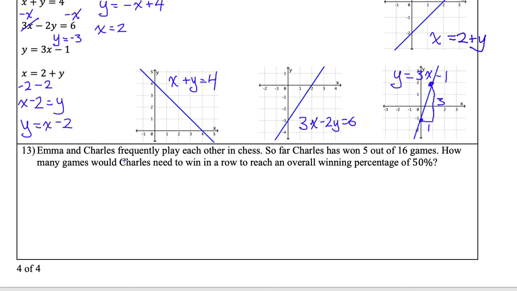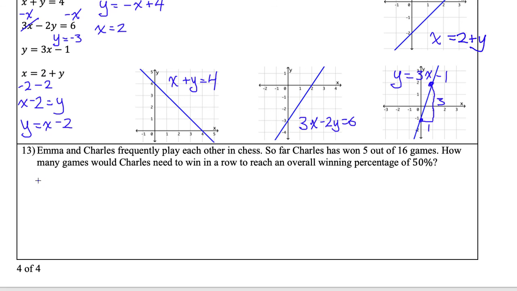And finally, this one is a little bit challenging. So Em and Charles, again, I changed the names to you guys. They're playing each other in chess. Charles has won 5 out of 16 games, so he's a little bit losing, but we want to see how many games he will have to win in a row to get 50%. You can either do this with an equation, but let me show you the long way.